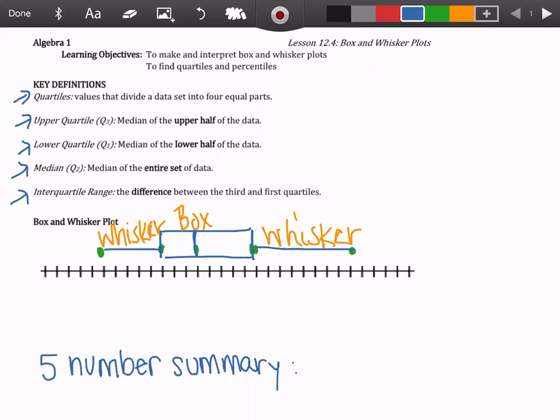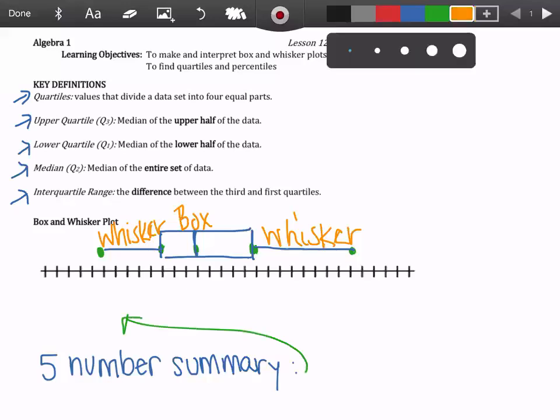An example of a box and whisker plot is below. The reason why it's called a box and whisker plot is because you have this box and then you have whiskers on the side. You have these line segments, which we're going to call whiskers. A box and whisker plot is made up of a 5-number summary, so we're going to talk about what that is.